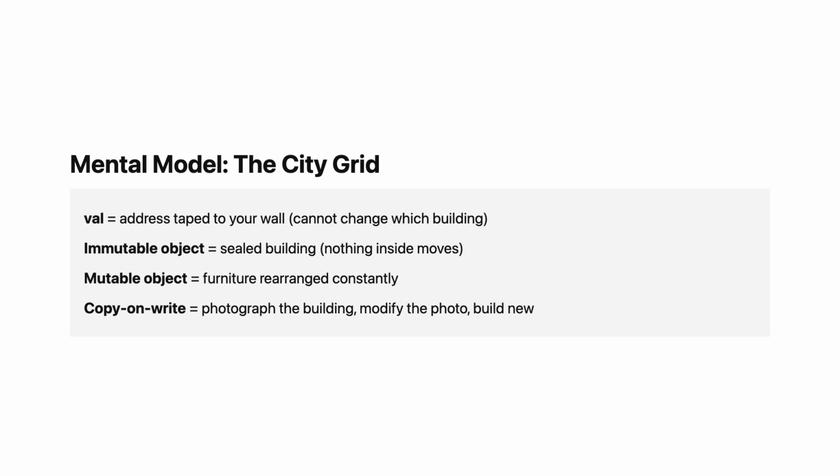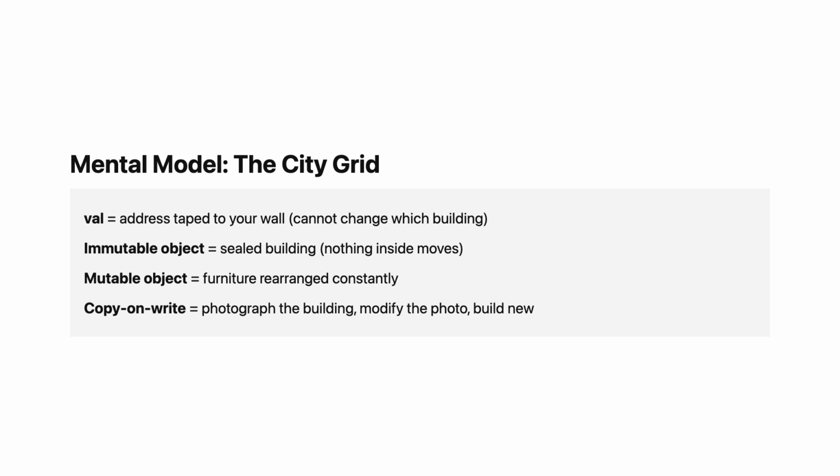Let me bring this all together with a practical mental model. Think of memory as a city grid. Each address is a building. Val means you have taped the building's address to your wall, and you cannot change which building the address points to. But what happens inside that building? That depends on the building.